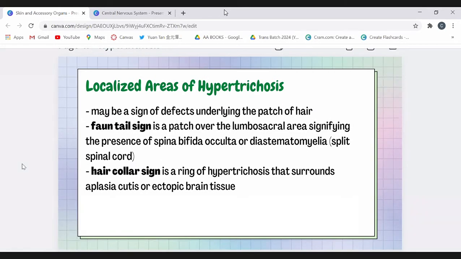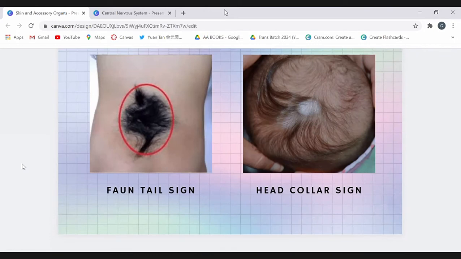So the localized areas of hypertrichosis may be signs of a defect underlying the patch of hair, which are the faun tail sign and the hair collar sign. The faun tail sign is a patch over the lumbosacral area signifying the presence of spina bifida occulta or diastematomyelia. And the hair collar sign is a ring of hypertrichosis that surrounds the aplasia cutis or ectopic brain tissue. Next slide, please. So this is what it looks like. Next slide, please.